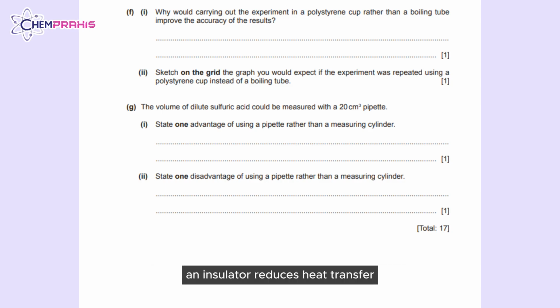An insulator reduces heat transfer and prevents heat from getting lost into the surroundings. It would help the solution to maintain its temperature, and for question F, part 2, if the experiment is conducted using a polystyrene cup instead of a boiling tube, the line would be higher compared to the line while using a boiling tube. A pipette has more specific values in measuring than a measuring cylinder, however, it would be slower to use.